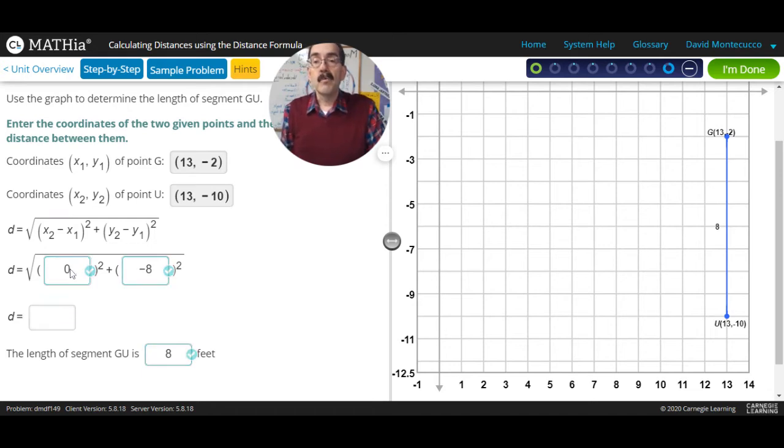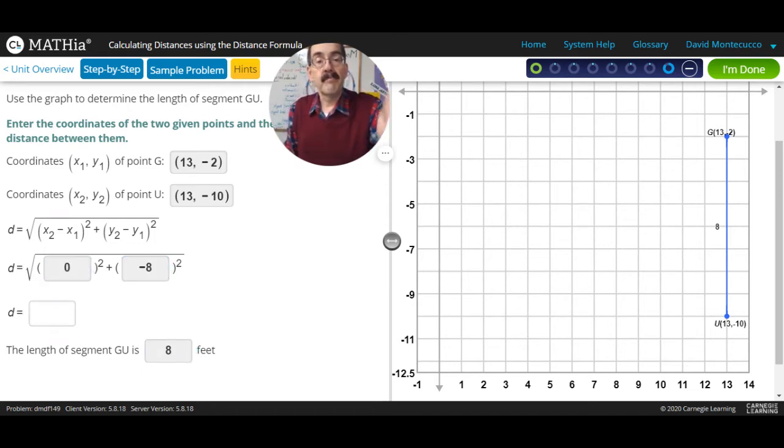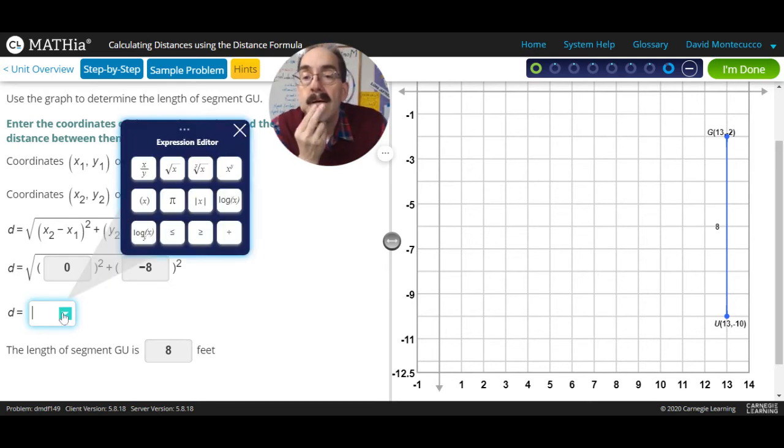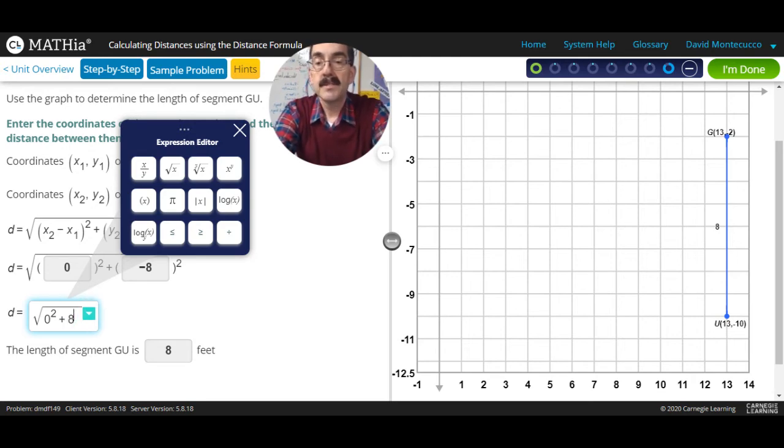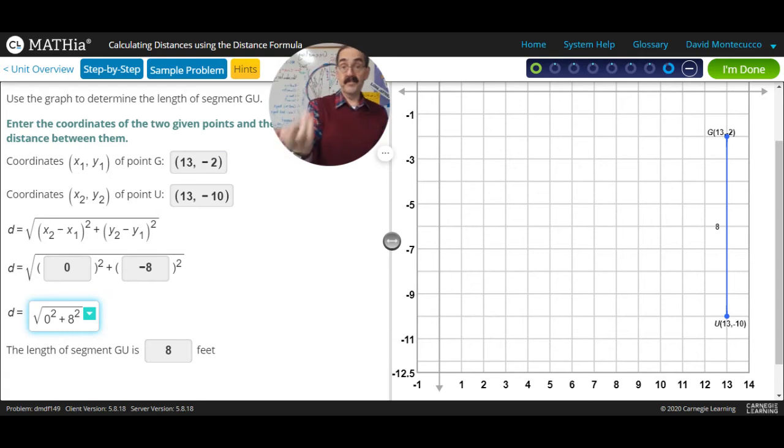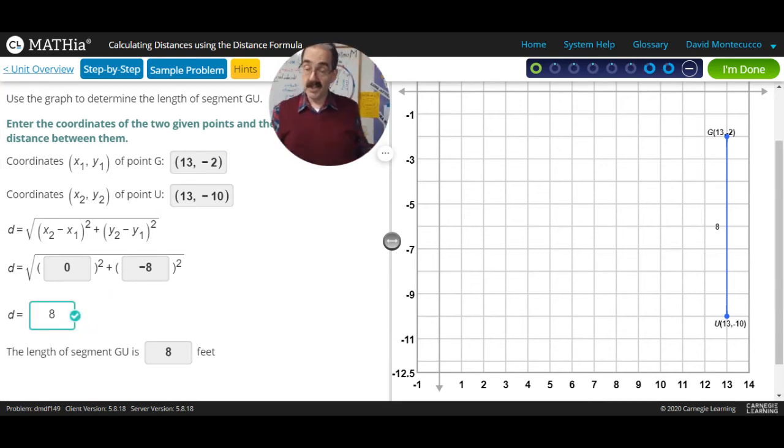So the first one we're going to put in is 13 minus 13, 0. So we got a 0 here. And then from negative 2 minus a minus 10, let the calculator do the work for you, okay? And then we'll click here, radical sign, and then we're just going to go 0 squared plus 8 squared is 64. Square root of 64 is 8. Okay, so sometimes the math is more difficult than the actual problem. Okay, let's try another one.